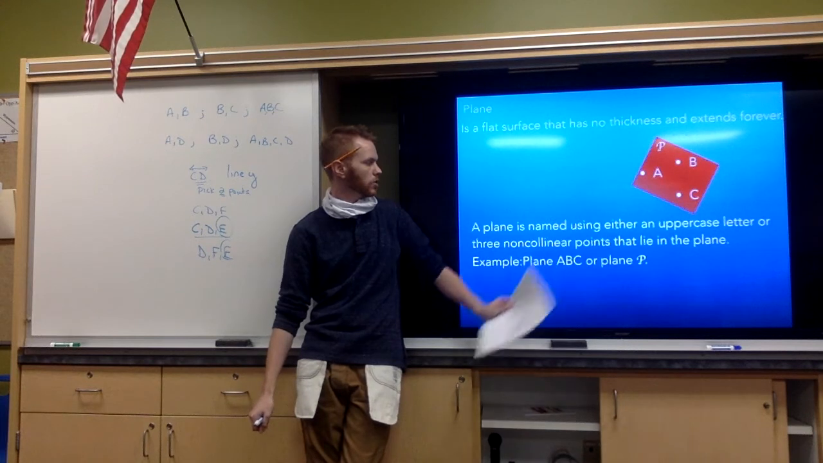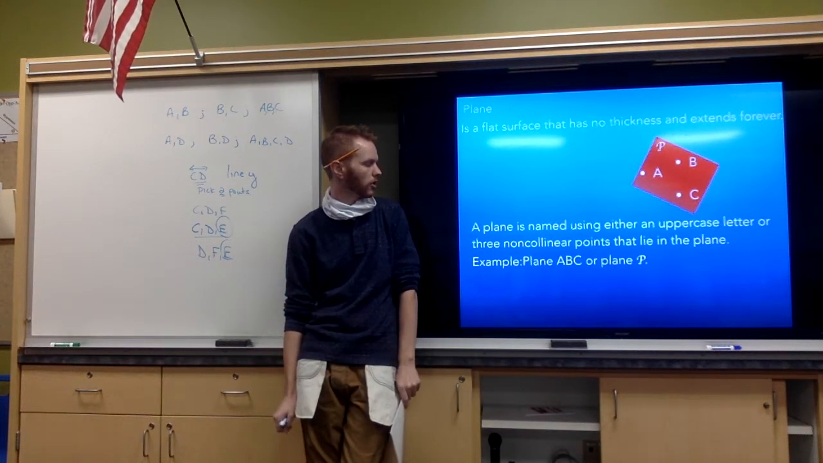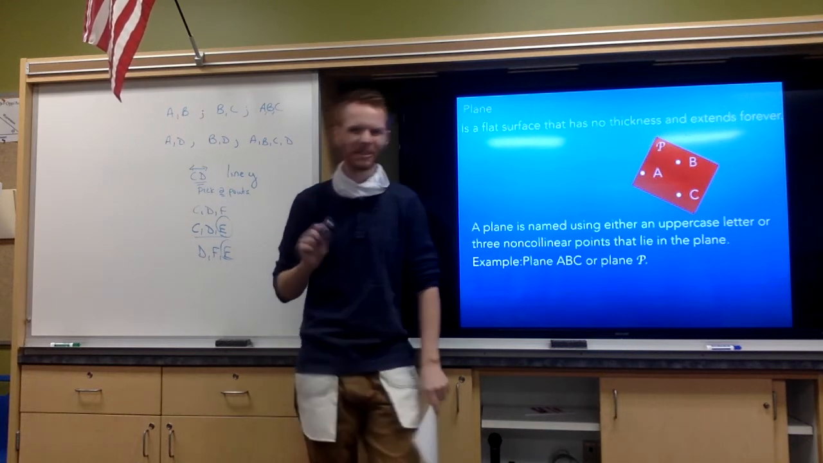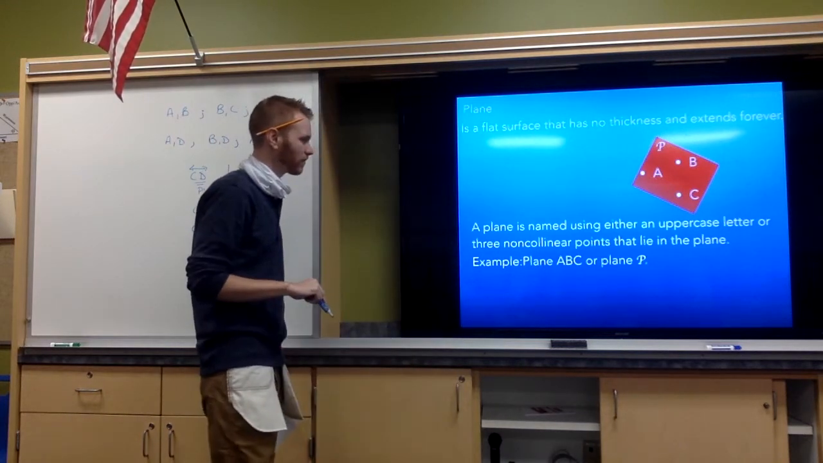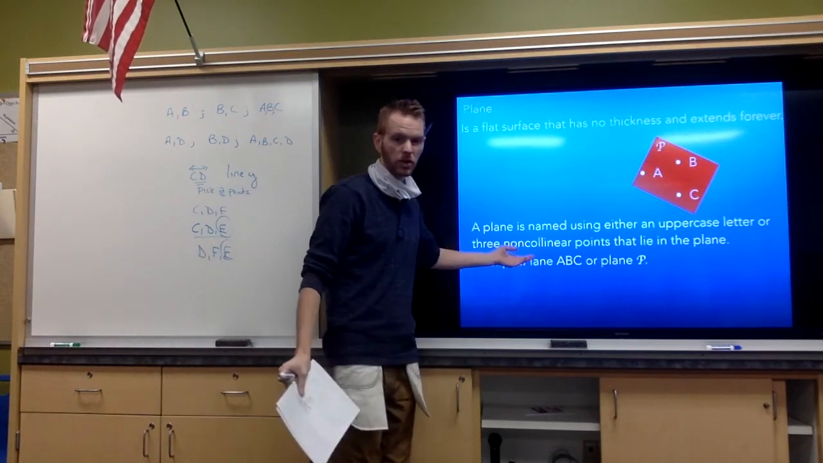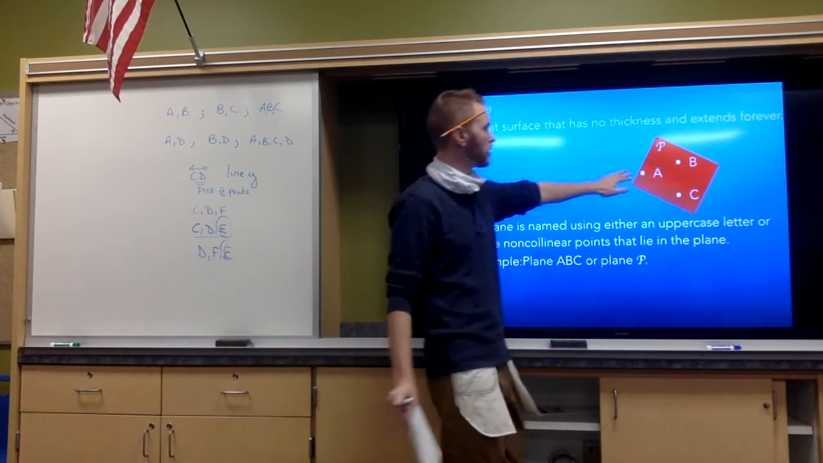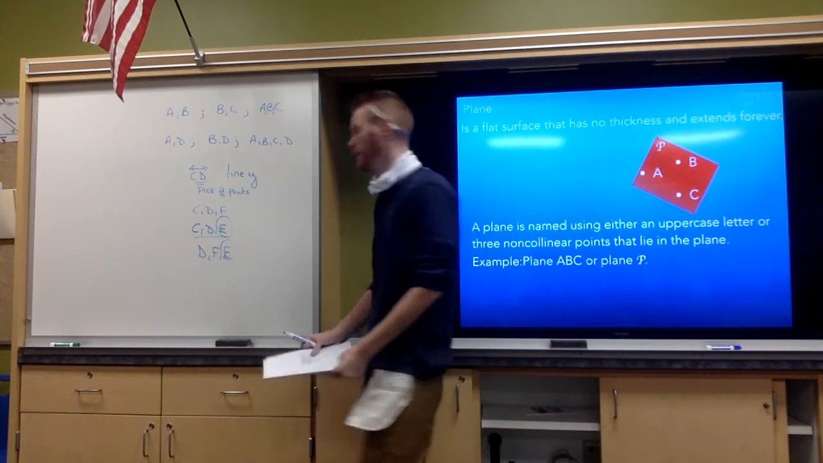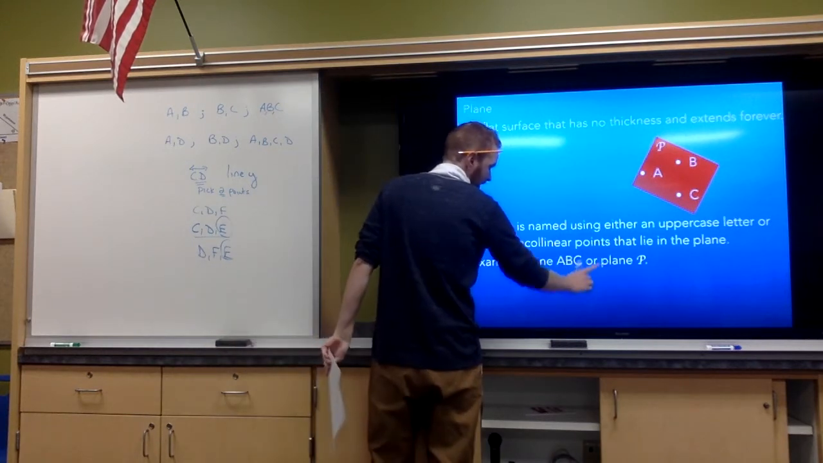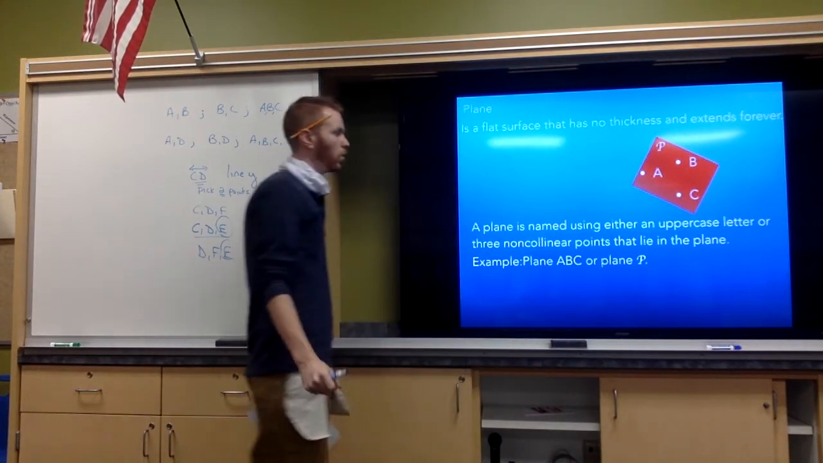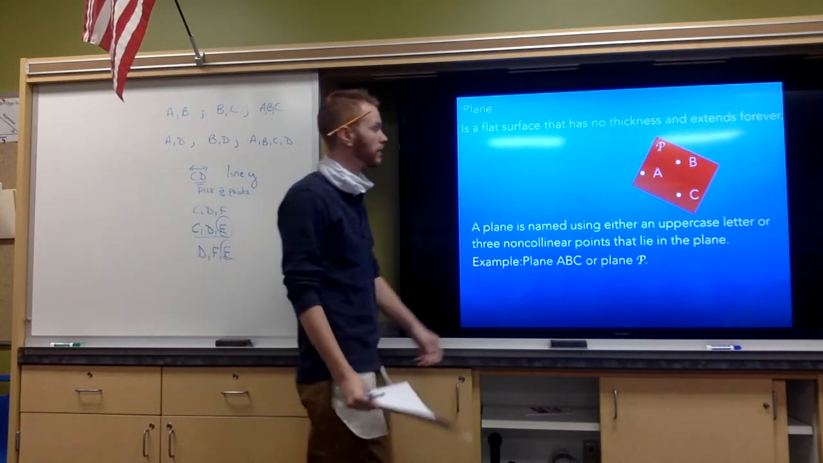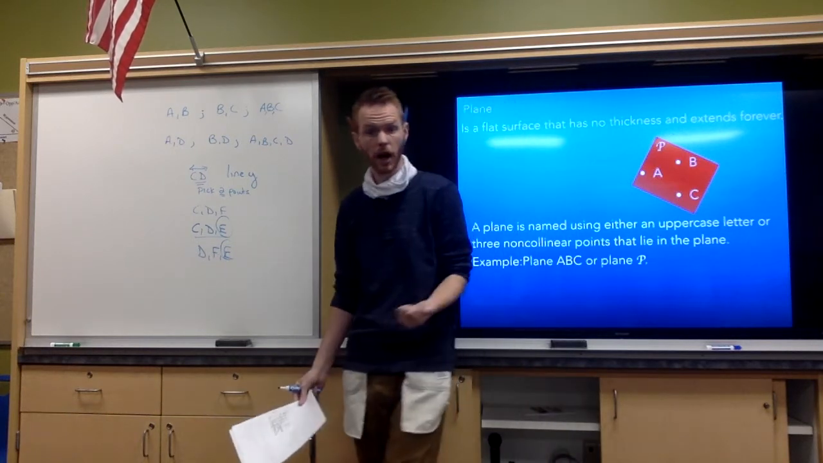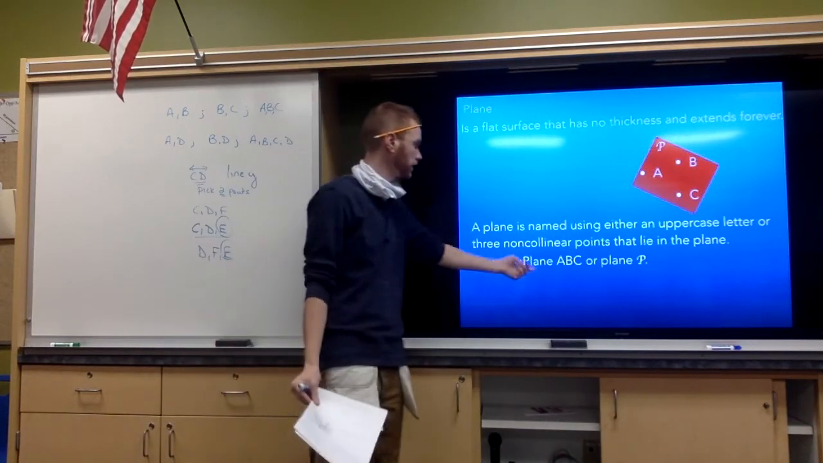Okay, a plane is named using either an uppercase letter or 3 non-collinear points. Now, here's where they're using some vocab we just learned. So the uppercase letter is just like the line. You see how this letter is just hanging out? There's no point next to it. So I could name it that way. And I did that here, plane P. Or use the 3 points that are non-collinear. Meaning, can I connect a line with these 3 points? No. So they're non-collinear. So I could call this plane ABC.